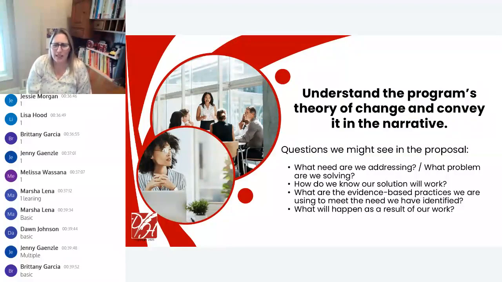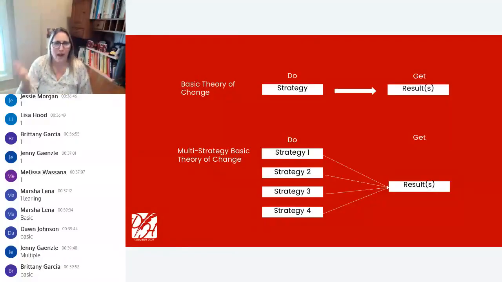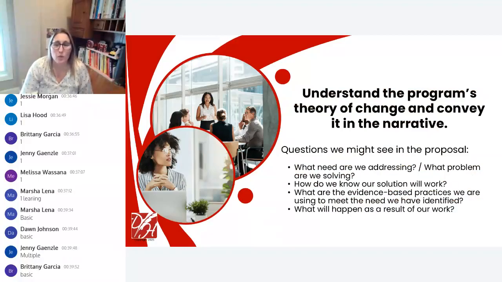When grant makers are asking about what are your evidence-based practices, again, they're asking you why did you pick the strategies that you did? Help them to understand why your organization, why your group has decided on those particular strategies. What will happen as a result of our work? Oh, if we go back just one slide, they're asking about that second half of the theory of change model. They want that rectangle that's after the arrows. Tell us about your result or your results, plural, that you think will happen as a result of your work.